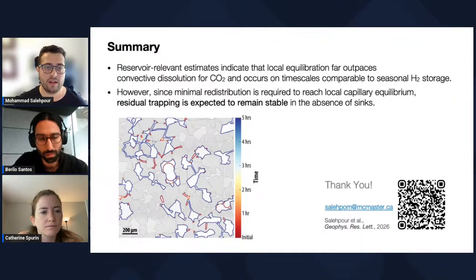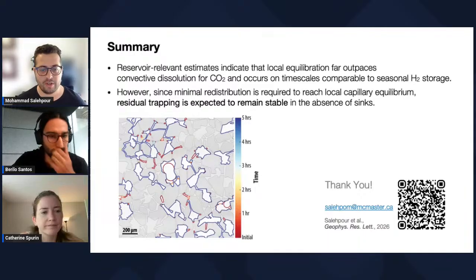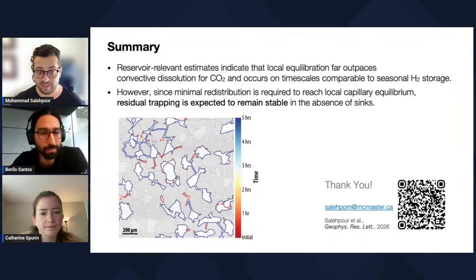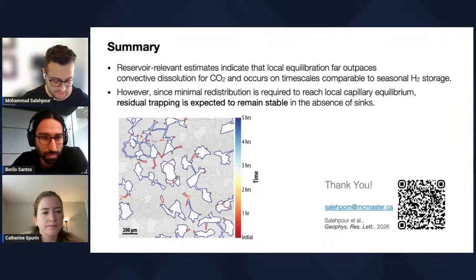Here we showed that minimal redistribution is required to reach local equilibrium and to remain stable in the absence of sinks. And that wraps up this presentation. Thank you very much for your time. If you are interested in knowing more about Ostwald ripening and more specifically our research, please scan this QR code. And if you have any questions, please feel free to send me an email. Thank you very much.